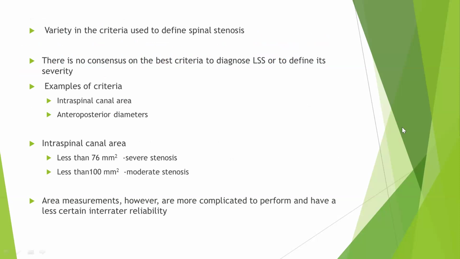Another caveat in the MRIs and radiological studies is that there is no gold standard fixed criteria to define spinal stenosis radiologically. There are various criteria being used. Some use intraspinal canal area. Some criteria use anteroposterior diameter as the criteria. For example, the spinal canal area of less than 76 millimeter square has been labeled as severe stenosis according to one criteria, and less than 100 millimeter square moderate stenosis.